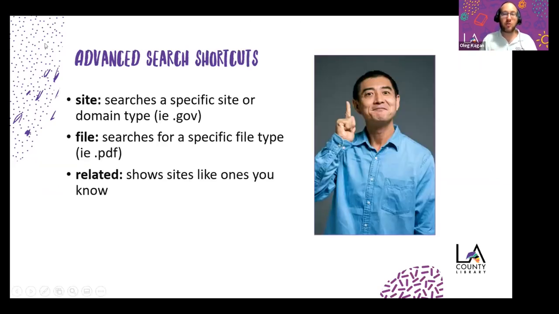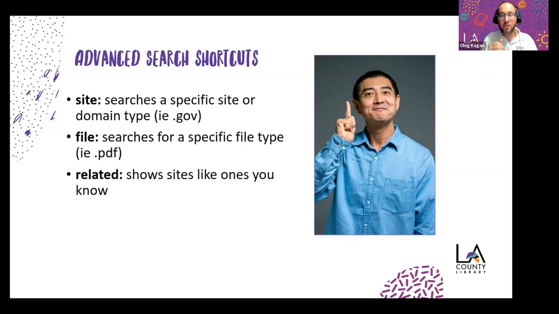Advanced search also lets you do a few other things that you can do in the search bar if you want to, but with advanced search, you don't have to remember what to type in exactly for these kinds of searches. So some examples of that would be, you can limit by a specific site or a domain type. So if you only want government sites, say you want COVID-19 information and you only want government sites to be returned in your search, then you type in COVID space site colon .gov. And then Google will only return sites with the domain type .gov.